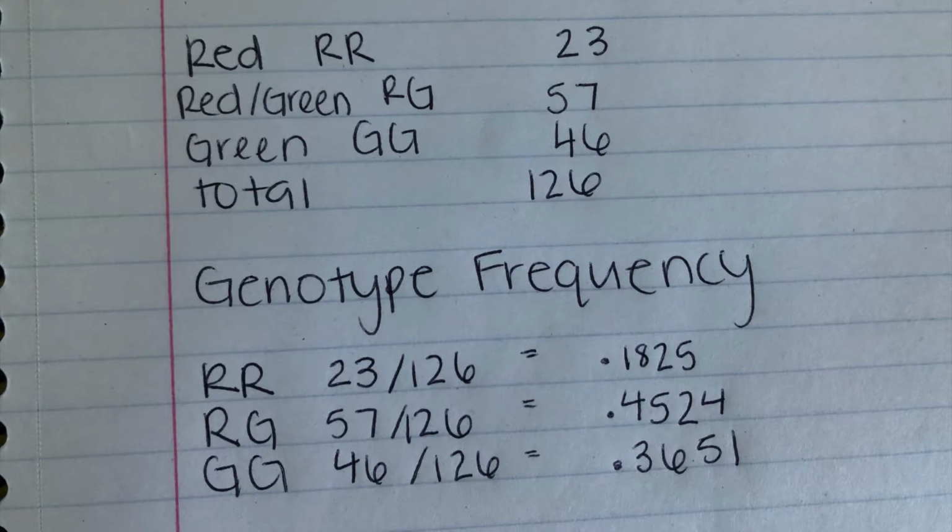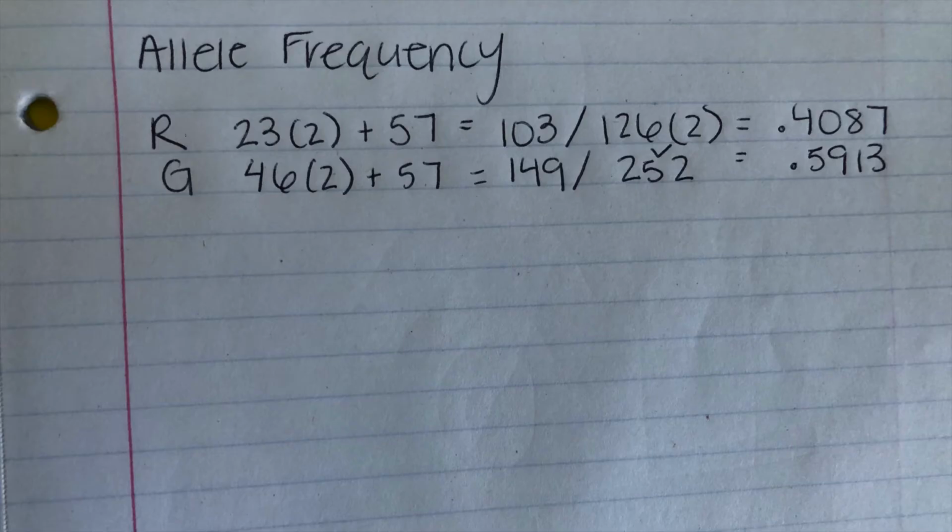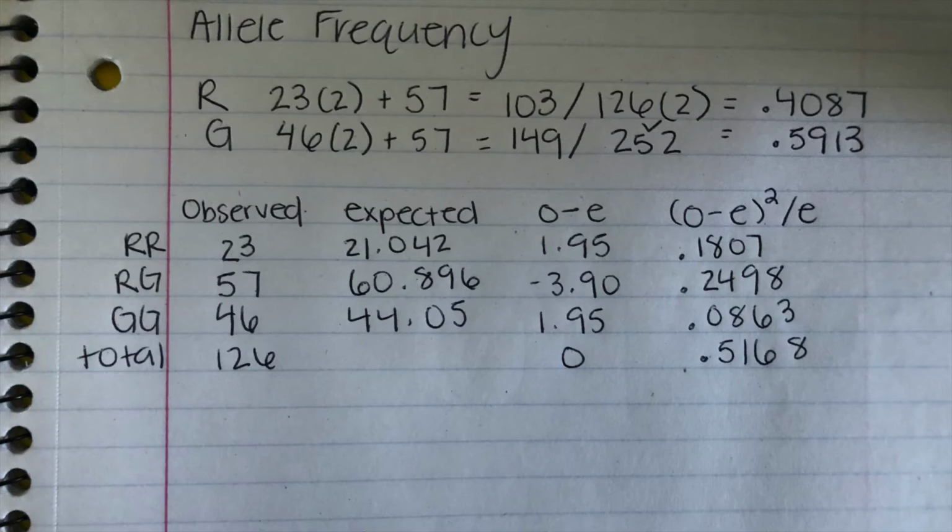To find out if our population is in Hardy-Weinberg equilibrium, we first have to calculate the genotype frequency by dividing each individual genotype by the total genotype, which is 126. We could also calculate allele frequency if we wanted to by doing this math here, but it is not necessary to determine Hardy-Weinberg equilibrium. We now have to do a chi-square test.